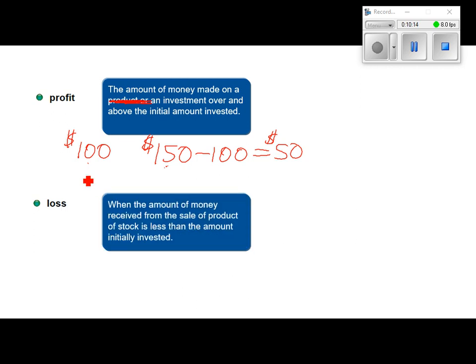A loss is when the amount of money received from the sale of a stock is less than the amount initially invested. So if you paid $100 for your stock and you sold it for $50, then you do 50 minus 100, and you get that you lost, or you'd be in the hole, negative $50. So profit, loss, and again, this is a big thing right now because with the pandemic, the stock market, I know the stuff that I actually own and the mutual funds and different things went way, way down.